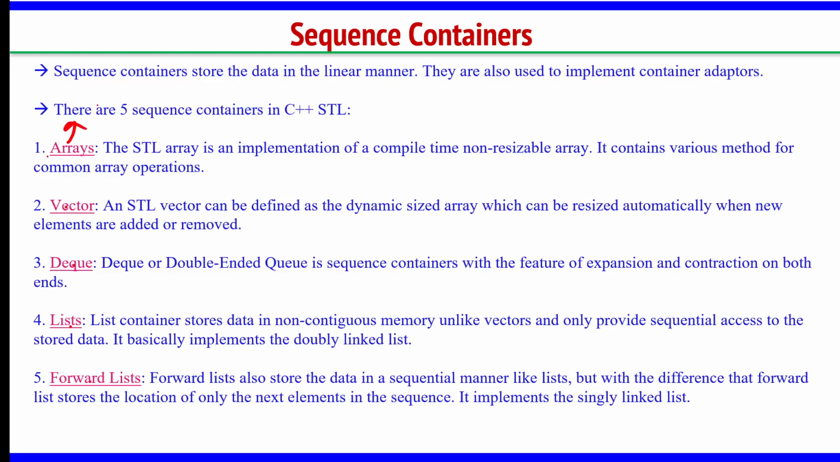Array is the same as your normal array in programming, vector is a dynamic sized array while array is static in size. Deque is a double ended queue, list is your doubly linked list, and forward list is your singly linked list. Okay. So, we will try to explore arrays.